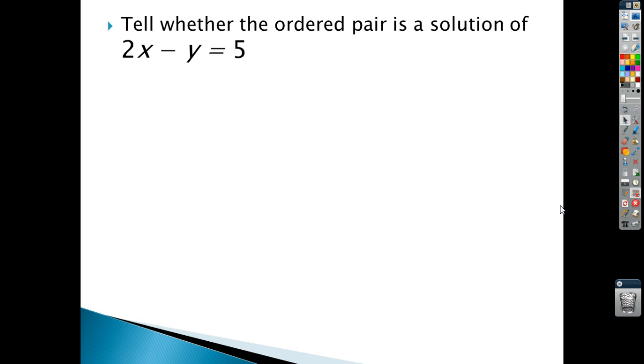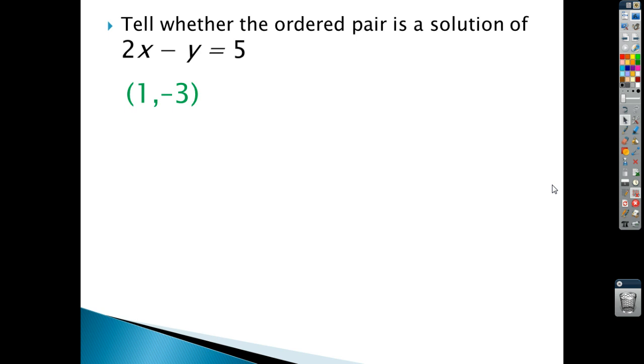And what we're going to do is take a look at some ordered pairs, and see if they actually work for this function. So here's a possible solution. We have 1 comma negative 3. So 1 comma negative 3 means that 1 is the input and negative 3 is the output.